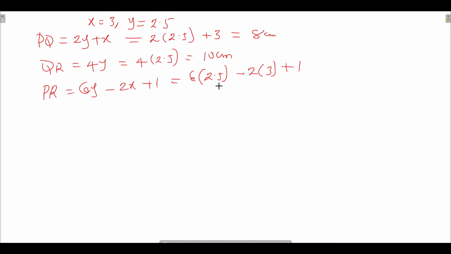And here now, we have 6 into bracket 2.5 minus 2 into bracket 3 plus 1. 6 into bracket 2.5, that's 15, minus 6 plus 1. 15 minus 6, that's 9, plus 1, that's equal to 10. And don't forget, we know our QR equals PR. That's why the size is the same. That's 10 centimeter.